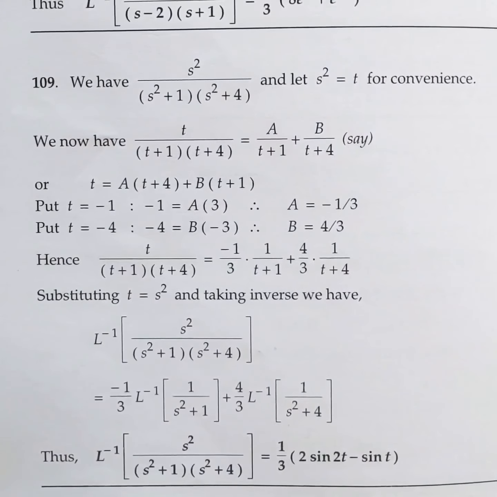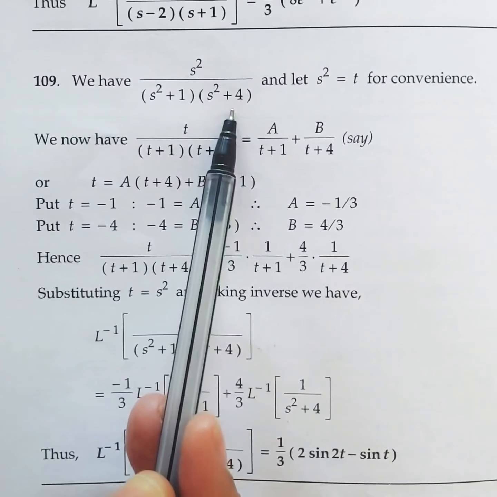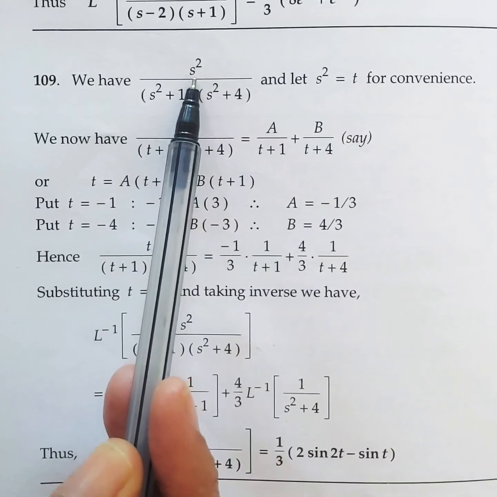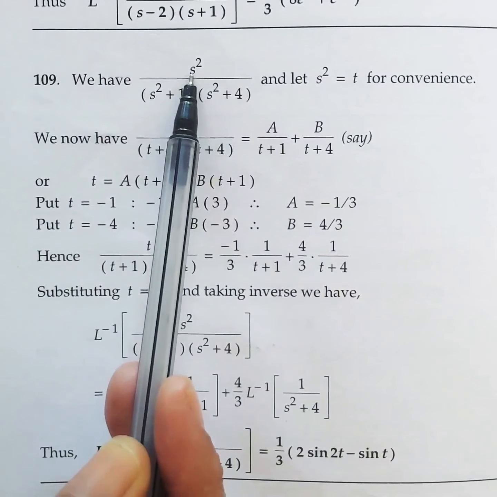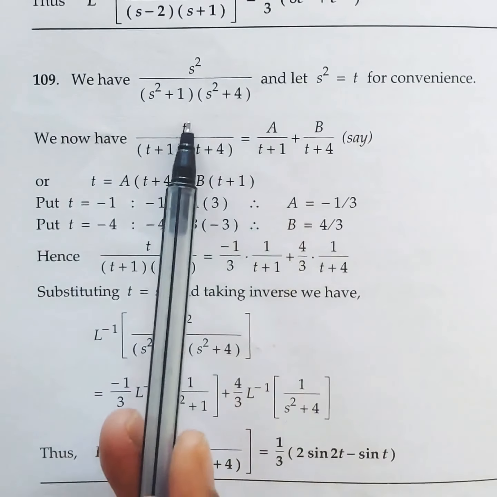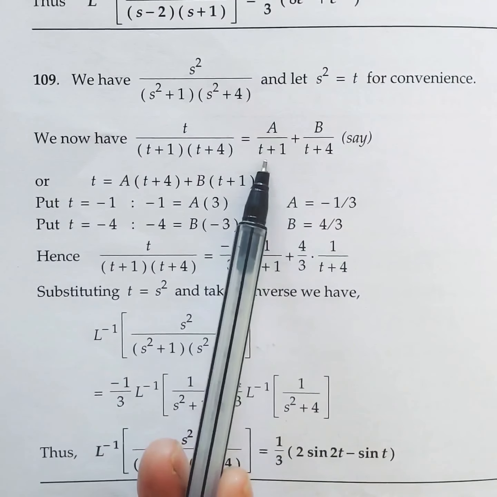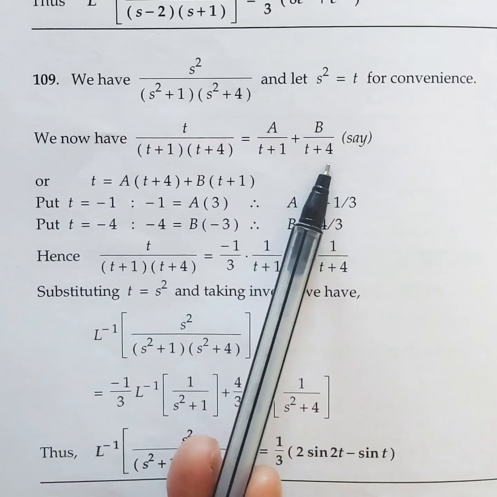Now see this problem, s square plus 1, s square plus 4 is there in the denominator. We will be wondering how we can resolve it into partial fractions. Numerator is also s square. So we can substitute s square as some t. Now your problem will change, t by t plus 1, t plus 4. Now you can resolve it into partial fractions, a by t plus 1 plus b by t plus 4.